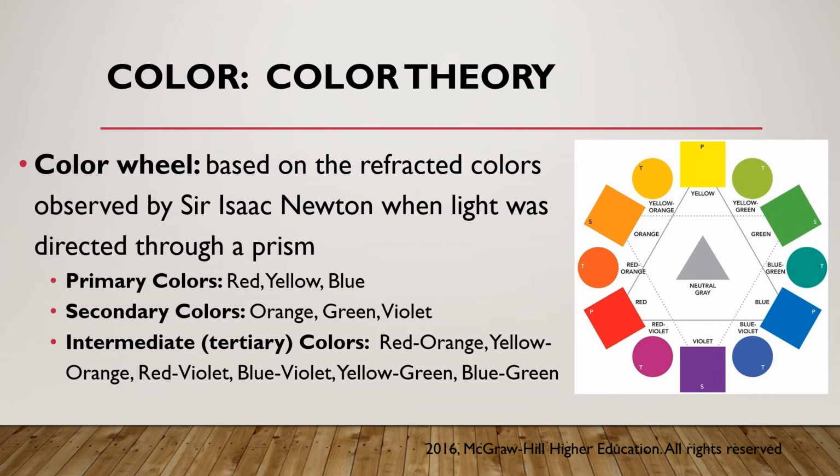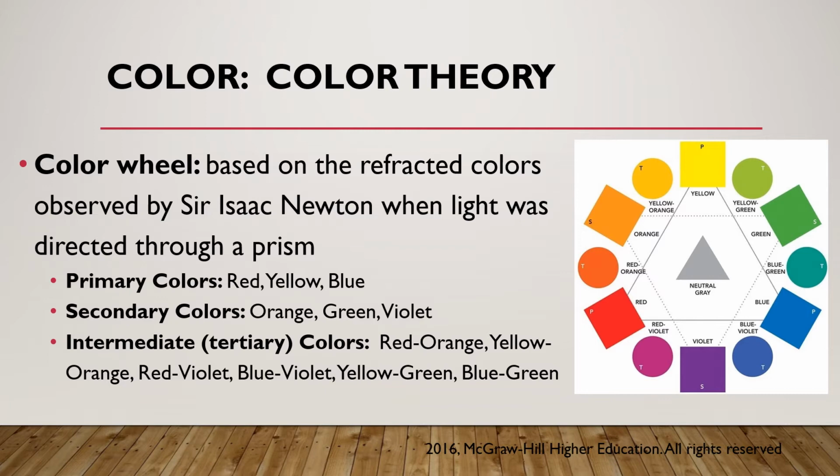Color theory. There's all kinds of stuff about color theory, print color versus light and all of that. But what we're going to concentrate on is the traditional color wheel. The color wheel is based on refracted colors that Sir Isaac Newton saw when light was directed through a prism. Okay, you have three primary colors: red, yellow, blue. All the other colors are made from red, yellow, blue. We call them primary colors because you can't mix anything to get those colors. You have to start with them.